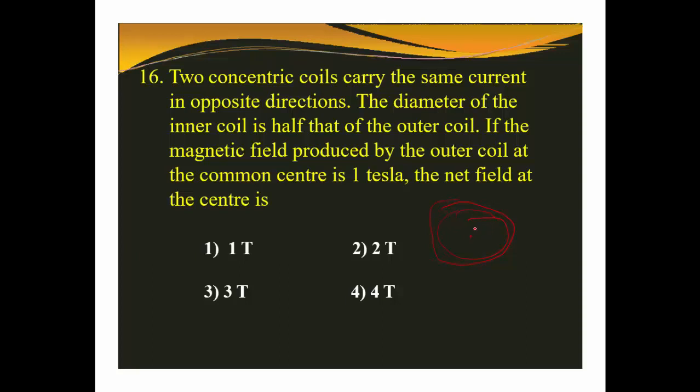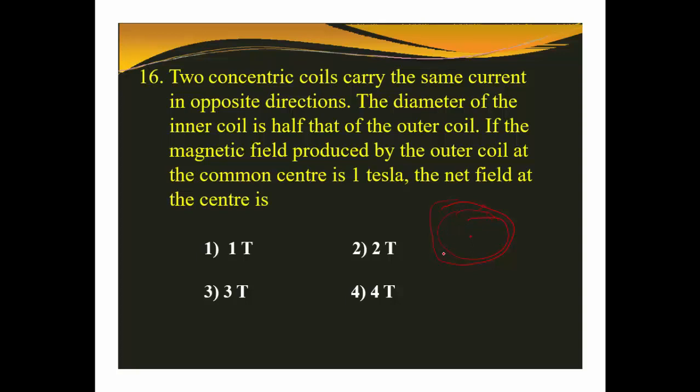Okay, see, two concentric coils carry the same current in opposite direction. They are carrying currents in opposite directions. Now, the diameter of the inner coil is half of that of the outer coil, which means the radius of the inner coil is half of the outer coil. If the magnetic field produced by the outer coil at this common center is 1 Tesla, the net magnetic field at the center is.